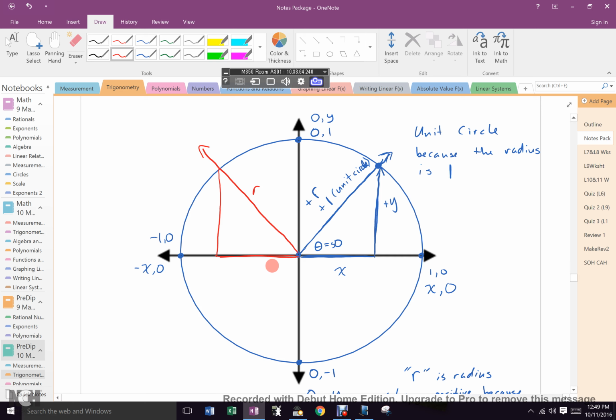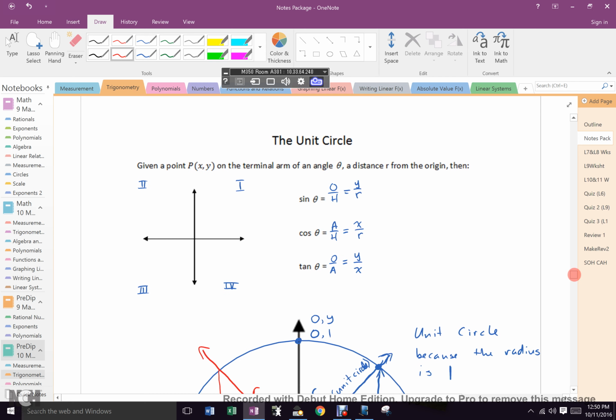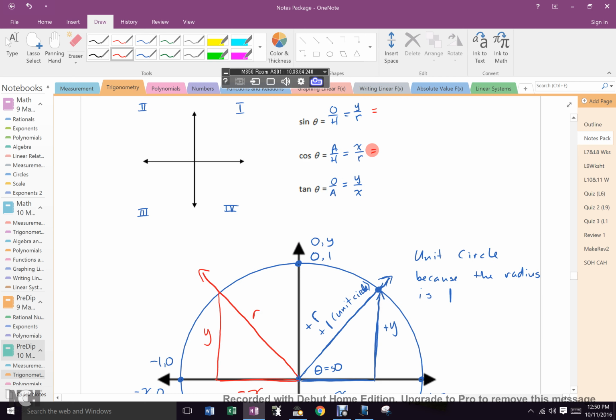What is this distance? No. Negative x. What is this distance? Positive y. Great. So now, in quadrant 2, what is sine? Y over r. What is cos? No. Negative x over r. What is tan? Y over negative x. Wait a minute.